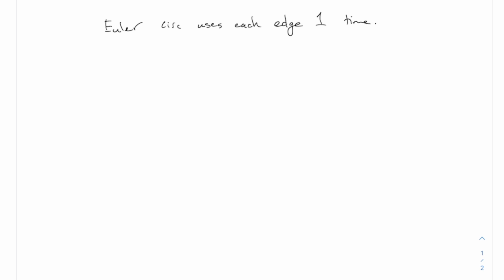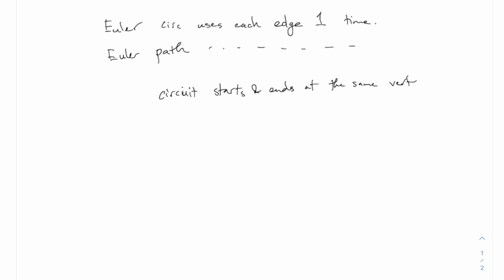An Euler path also uses each edge one time. But it's a path, right? So this one, circuit, means it starts and ends at the same point, whereas an Euler path does not do that. It starts at one vertex and ends at a different one. Euler circuit starts and ends at the same vertex. Path does not start and end at the same vertex.